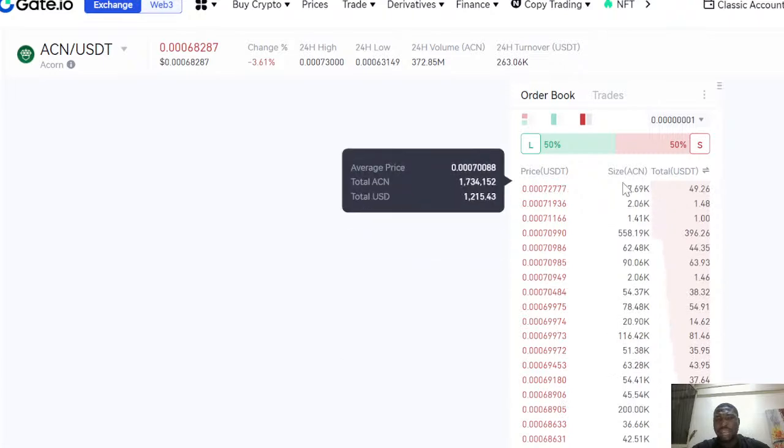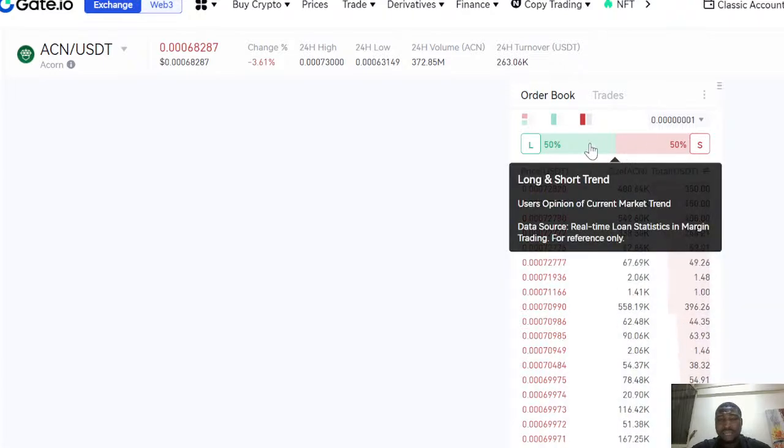So in moving ahead, to get more understanding, you can see it now: user options of the current market trend.